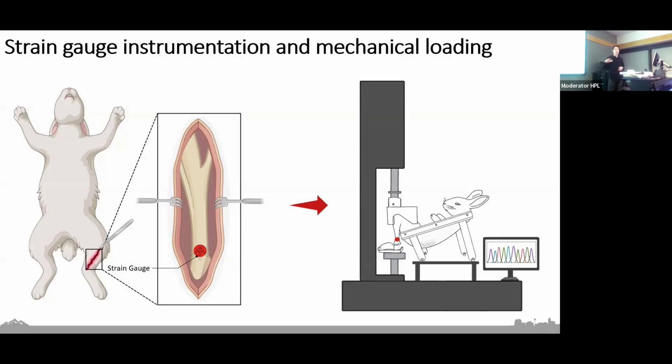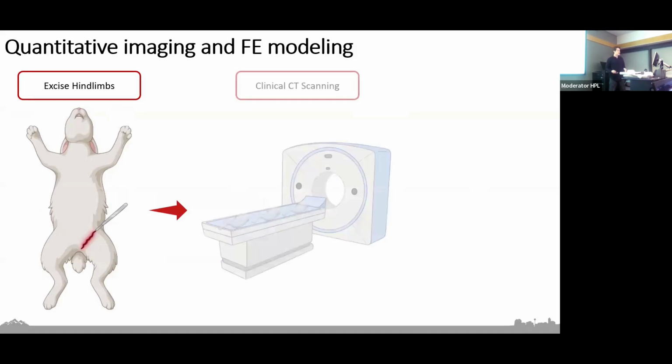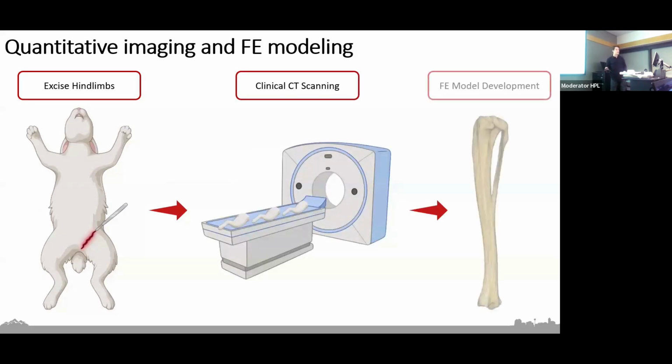Again, those are used later on to compare back to our finite element models. After that, we excise the hind limbs, we take them to the CT scanner, and then use those CT scan data to develop our finite element models. And now I'll talk a little bit about the finite element modeling approach that we use.